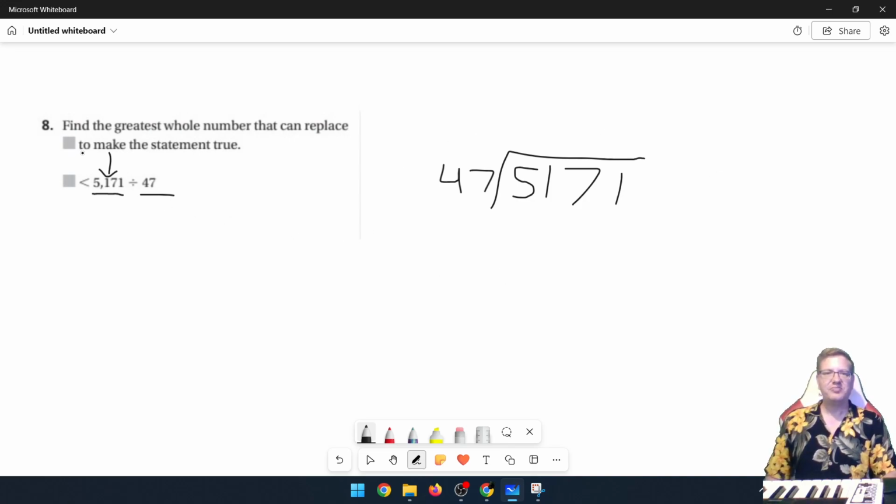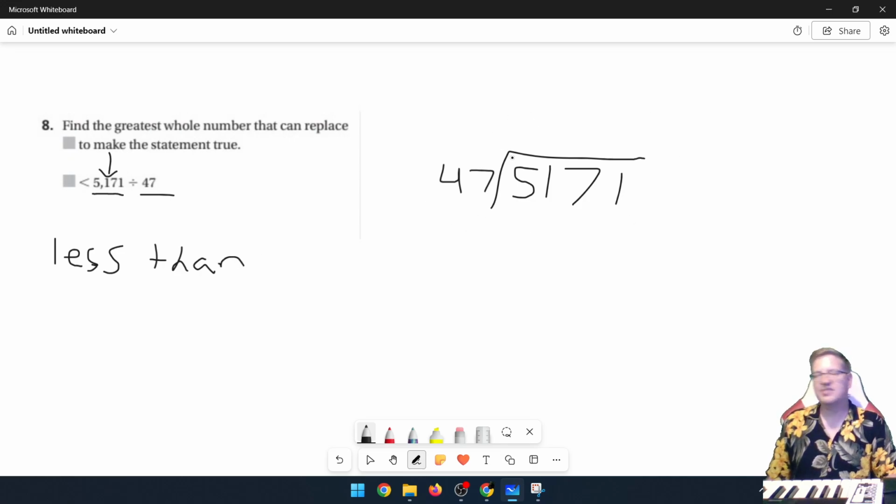So one of the new types of questions that's brand new for this year that they haven't done in the past is this. So here's an example from our lesson. Find the greatest whole number that can replace the square to make this statement true. So we need a number that is less than our quotient for this problem. All right, so let's find this quotient.